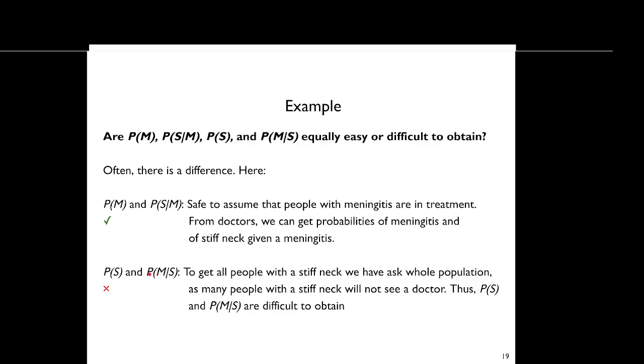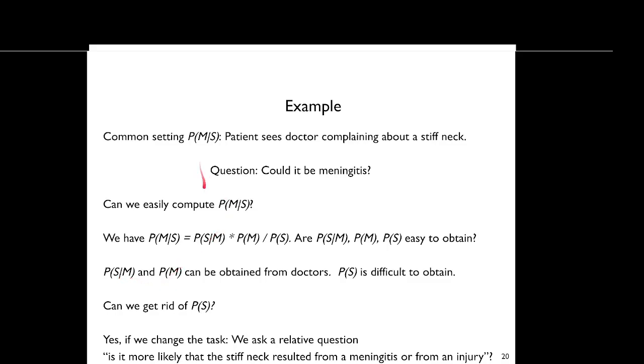Well, it's not that bad. This was actually what we wanted to calculate in the first place from those three. So actually the only tricky bit we have to deal with is that it's difficult to get the likelihood of the stiff necks. So we have summarized this to see again. Could it be a meningitis? We can answer this if we have those three values given, because that's the question we try to answer. And the question is, are they easy to obtain? The answer is, those two, yes, we can get them. That one is a tricky one.